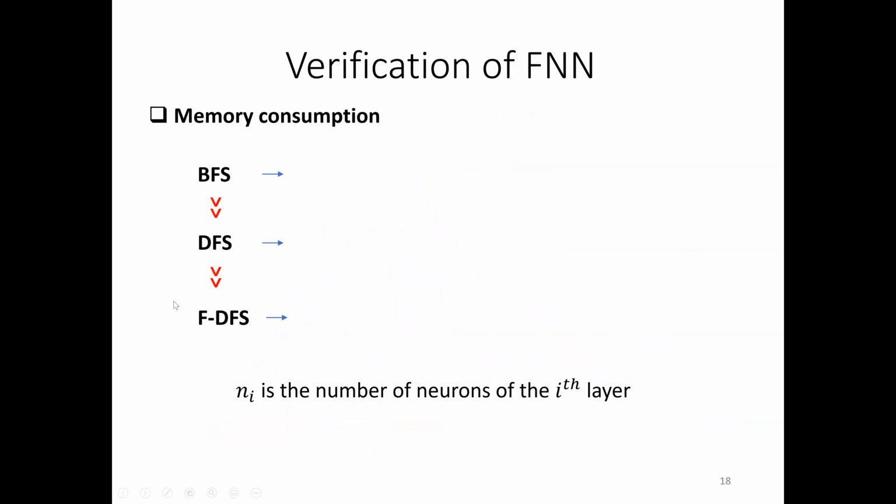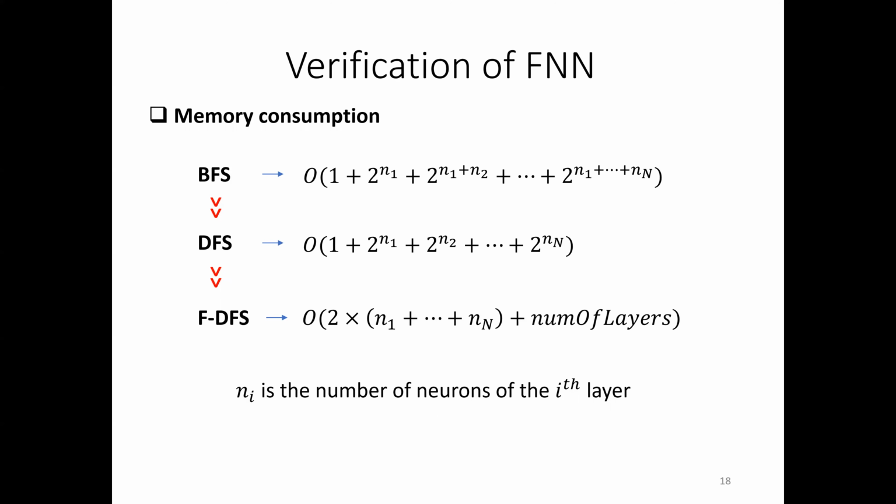So now let me draw a conclusion for this. For memory consumption, you can see that breadth-first search consumes more memory than depth-first search, and depth-first search consumes much more memory than flattened diffusion, right? And this is the complexity when you want to store all the reachable set when you do computation. Okay, I should take a note here, right, to explain it more accurately.